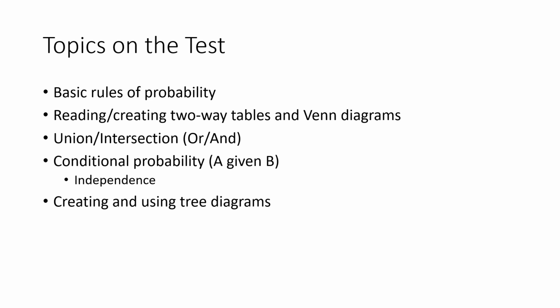You should also be able to find conditional probabilities. Those are givens, A given B. And along with that, understanding the concept of independence and what it means for two events to be independent. You should also be able to make a tree diagram and use it to find certain probabilities.